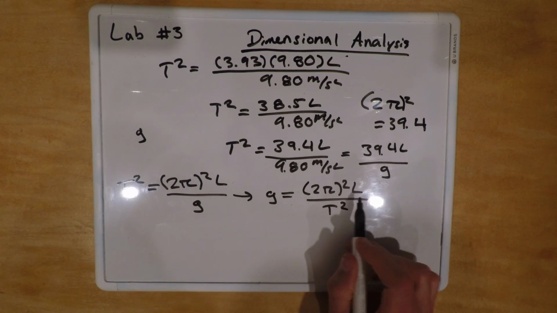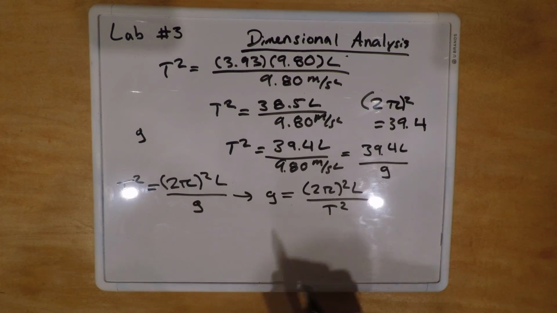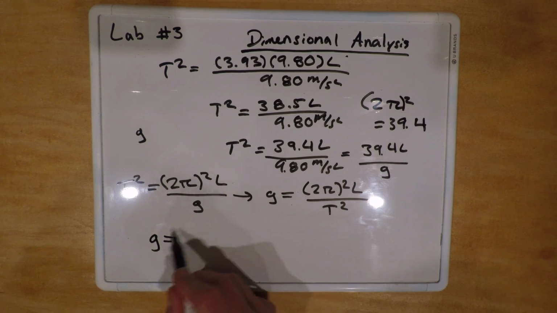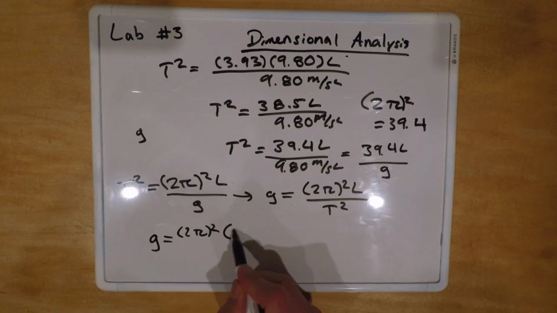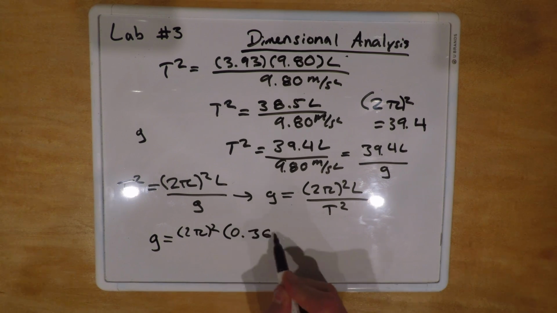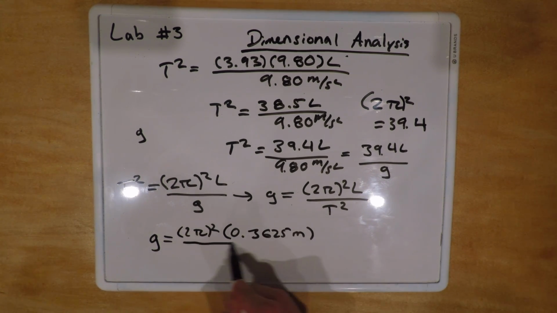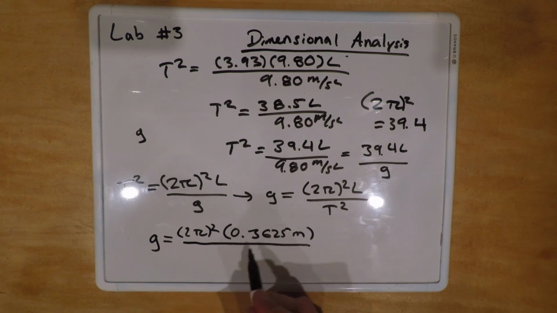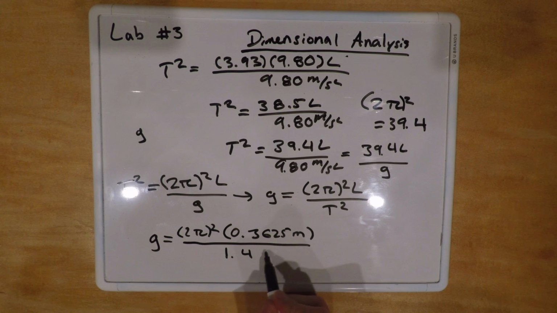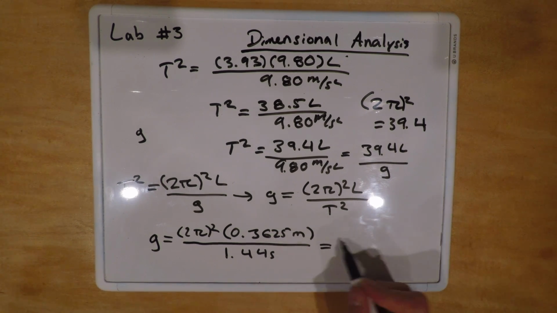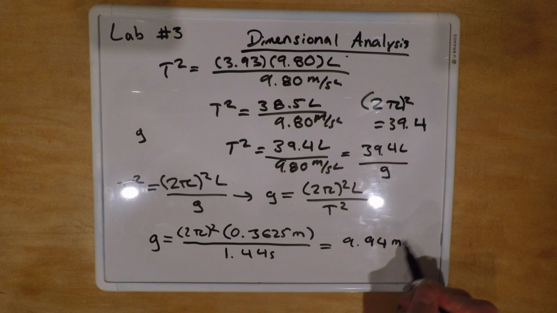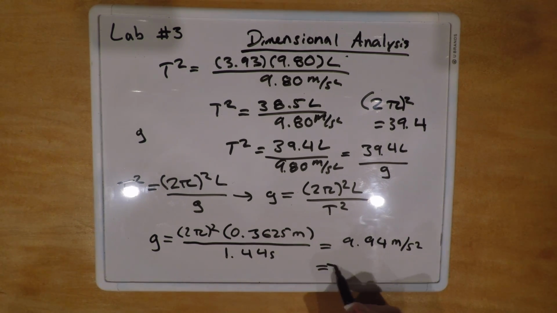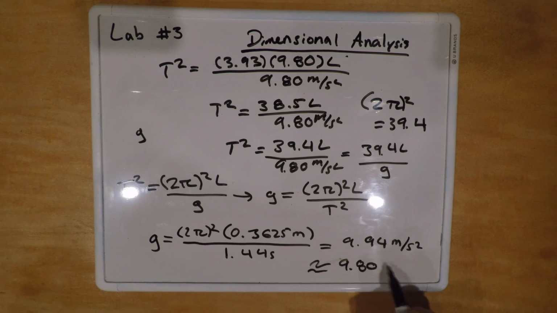Anyway, we're going to do that now, plug in a couple of our random points. It doesn't really matter, they just have to be a pair. And we're going to say that g equals 2 pi squared times 0.3625 meters over the period squared. For this one in our linear graph, the period squared was 1.44 seconds. And that gives us a value of 9.94 meters per second squared, which is really, really close to, we'll do a little squiggly for approximately, 9.80 meters per second squared, and that is good.